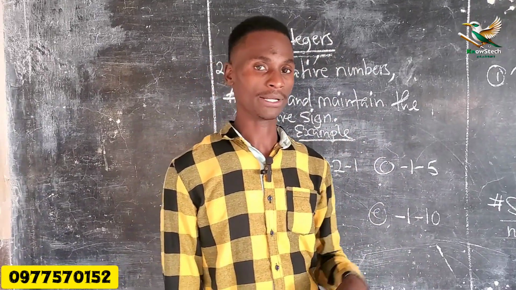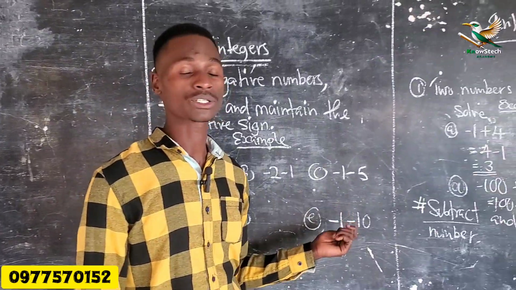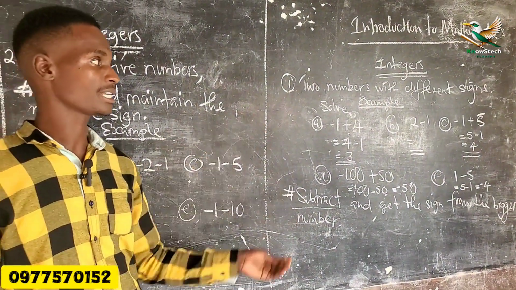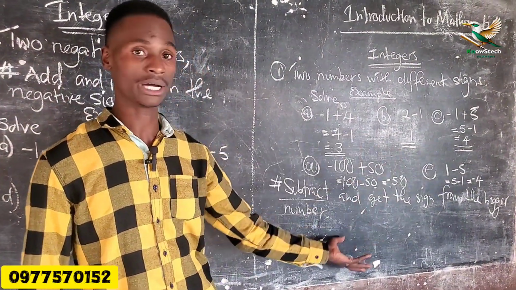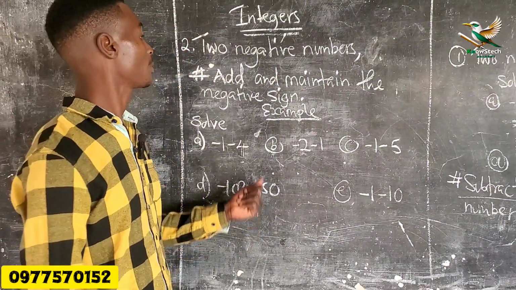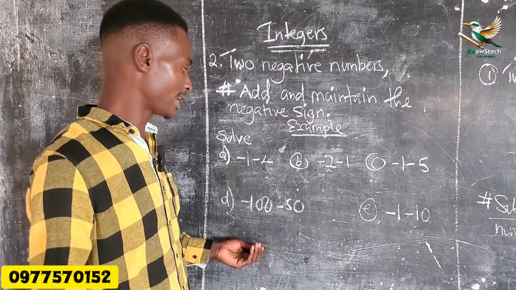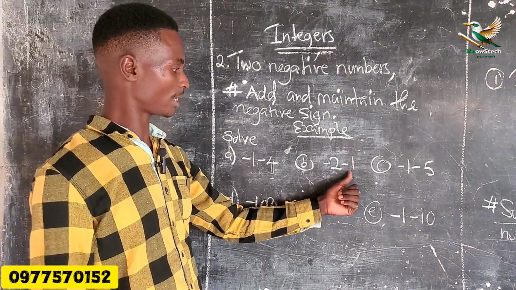Mathematics paper 1. So, in the first part, we've looked at two numbers with different signs, and then we subtract and then get the sign from the bigger number, like you can see here. All right. Now, in this part, this video, we're going to look at two negative numbers. What do you do when you have two negative numbers, like here, negative 1 minus 4, negative 2 minus 2.